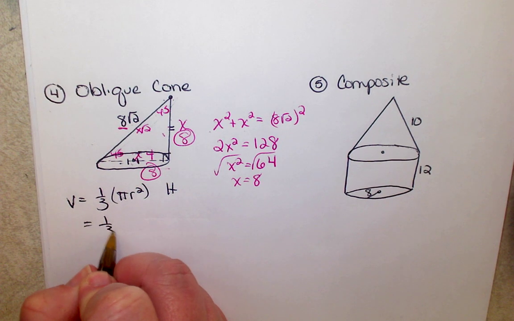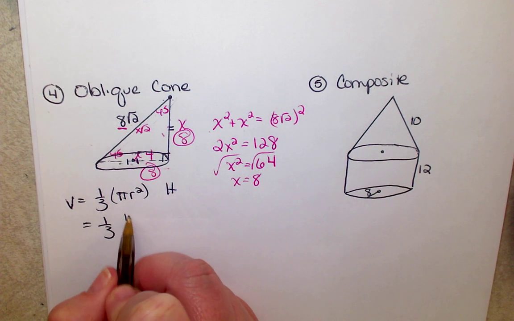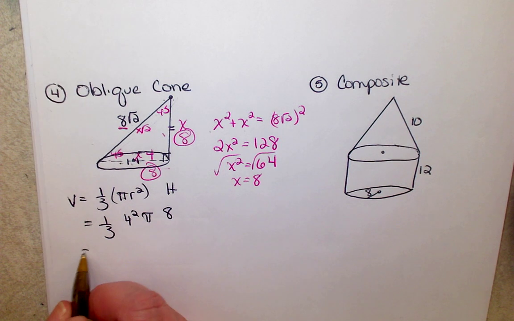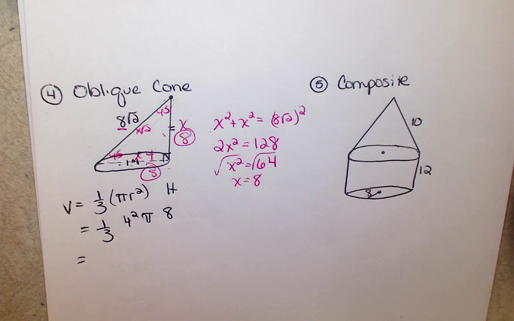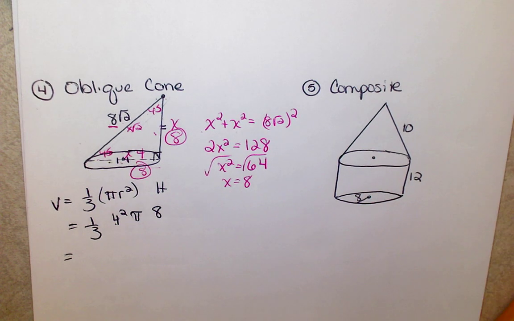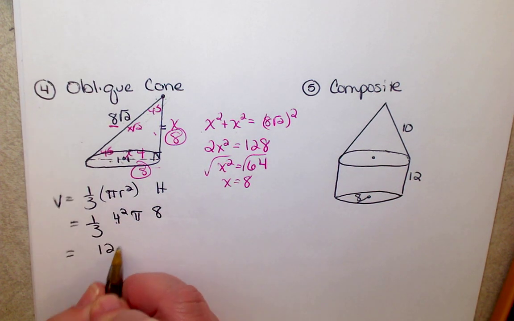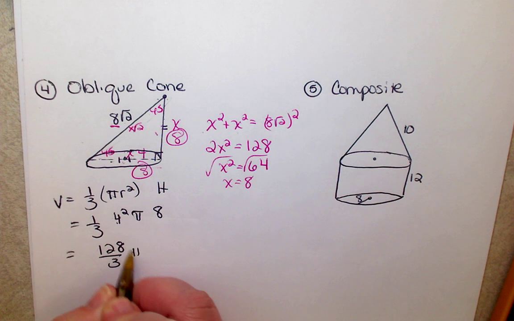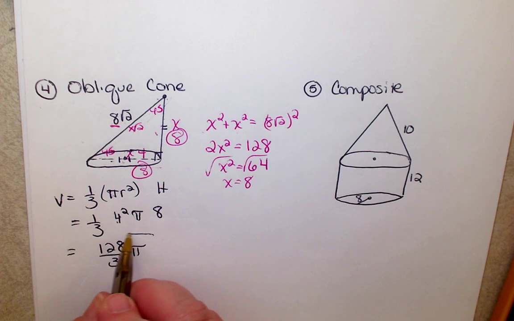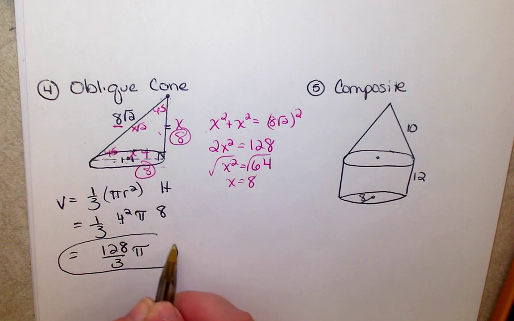So we're going to have 1/3, the radius, which is 4, squared, pi, times the height of 8. Okay, let's leave this as an exact answer. So 4 squared is 16, and 16 times 8 is going to give us 128 over 3 pi. We can't do any reducing, so we're just going to leave it like this.